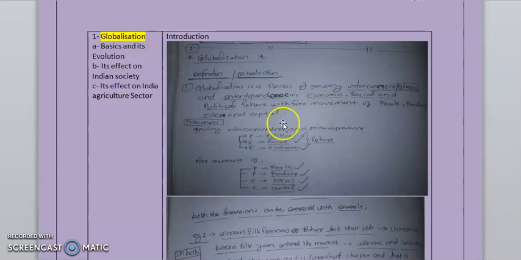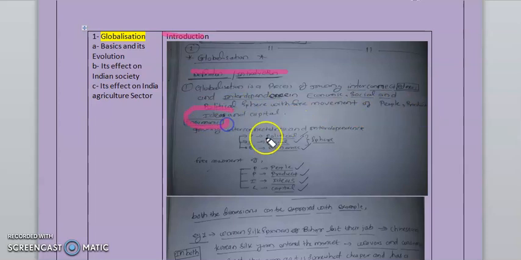So this is the answer in front of you. See, this is a definition. In the introduction, you can start with the definition of globalization: globalization is a process of growing interconnectedness and interdependence in economic, social, and political spheres with free movement of people, products, ideas, and capital.